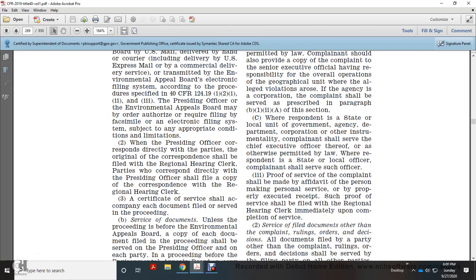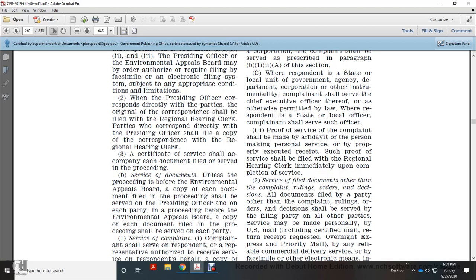The presiding officer or the respondent directly corresponding with a party, the original of the correspondence shall be filed with the Regional Hearing Clerk. Parties who correspond directly with the presiding officer shall file a copy with the Regional Hearing Clerk. A certificate of service shall accompany each document filed or served in the proceeding.